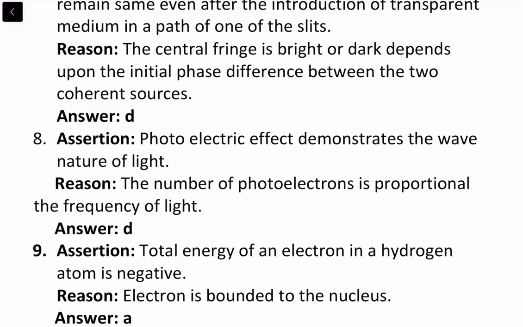Then coming to the reason: the number of photoelectrons is proportional to the frequency of light. No, that is also wrong. The number of photoelectrons depends on the intensity, but it does not depend upon the frequency of the light. Frequency matters only in that when it is greater than the minimum frequency called the threshold frequency, then only the photoelectric effect is possible. So the number of electrons is directly proportional to the intensity of the light. Therefore, both the statements are wrong. So the answer is D here again.